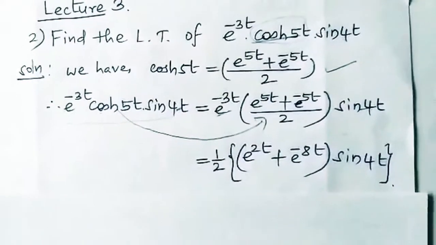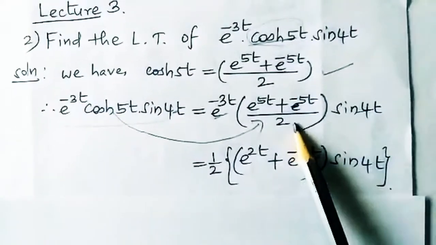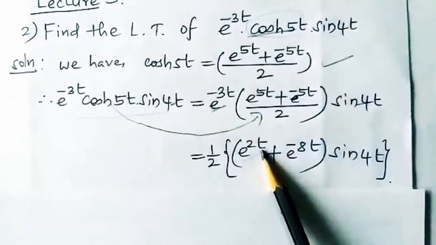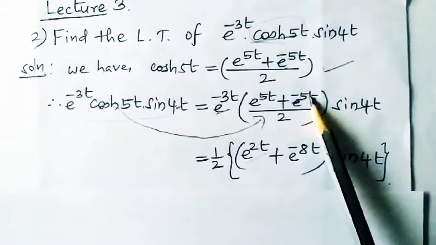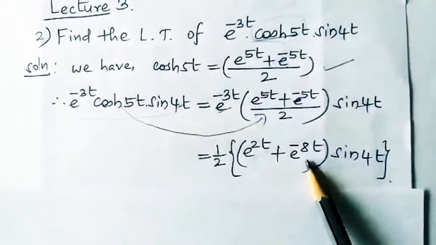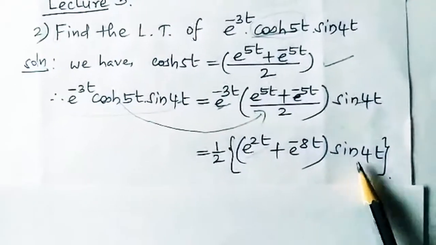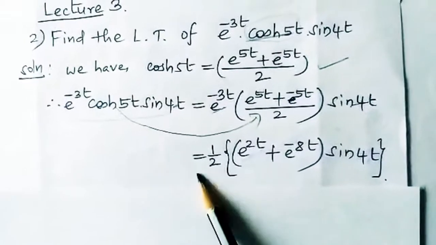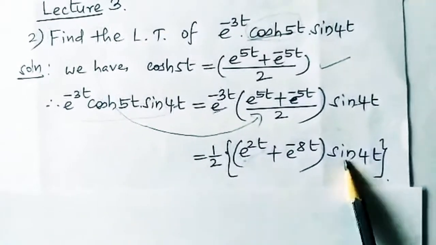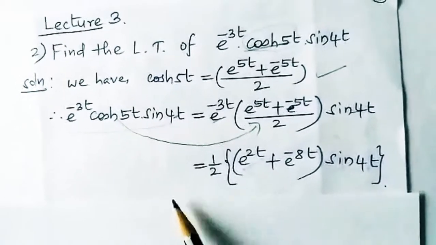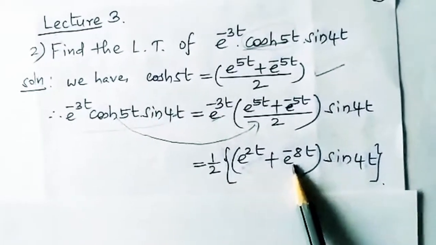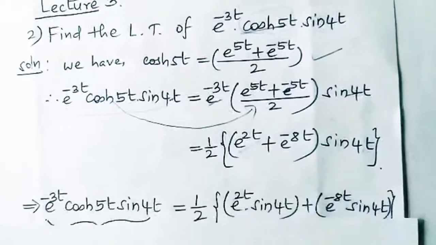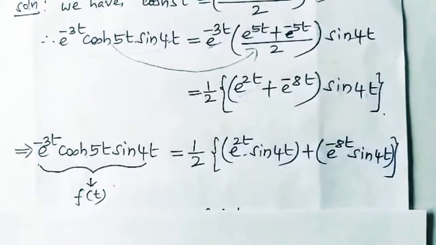Then for the simplification, 1 by 2 is taken outside: e raised to minus 3t, e raised to 5t, which is just e raised to 2t, and e raised to minus 5t, e raised to minus 3t, that is e raised to minus 8t, and of course sin of 4t. Further, 1 by 2 has to be taken outside as usual, e raised to 2t into sin 4t, we can keep it in one bracket, plus e raised to minus 8t into sin of 4t in the other bracket. The same thing I did here.